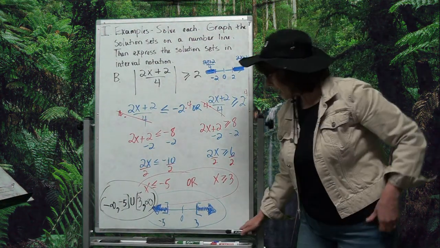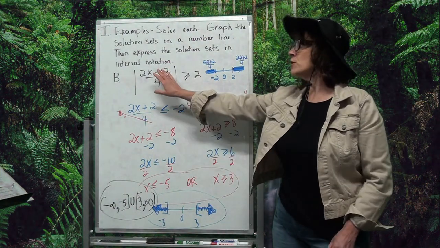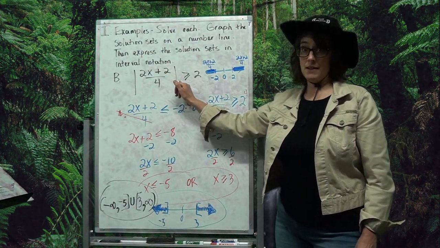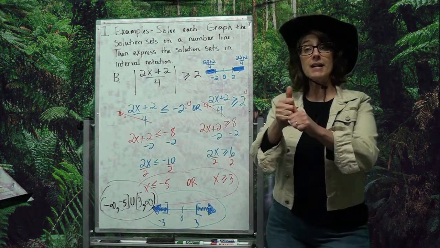So, this is what happens, again, whenever you've got absolute value that's greater than this number over here. It creates tails.